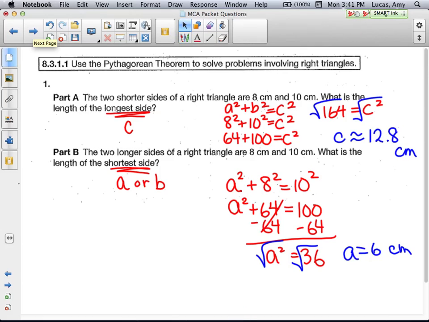So what they did was they gave you the two side lengths, 8 and 10, and they asked you to find the missing side. The first time we were missing the longest side, second time we were missing the shortest side. So it completely changed the problem.